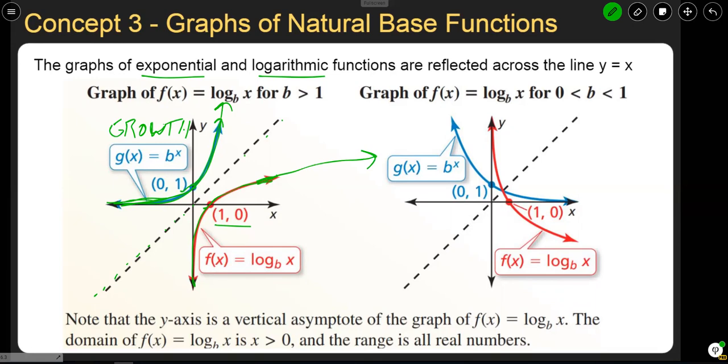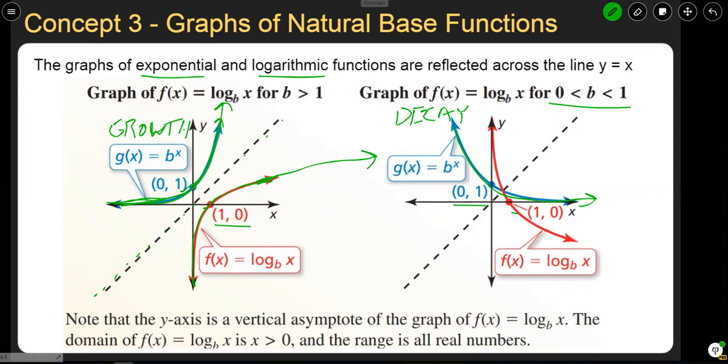Similarly, with a decay function, like this one here, we've got some kind of value that's causing it to go downhill. Our base value is between 0 and 1. So as our x grows, we are decaying as we move from the left to the right. We're going downhill, eventually getting close to that asymptote. As x gets larger and larger, the y values get smaller and smaller towards 0. But again, you can see those reflections are happening. At 0, 1 on our blue graph, it gets reflected to 1, 0.